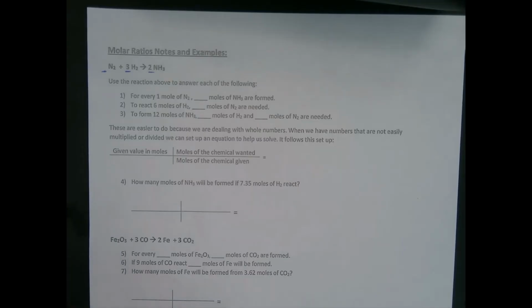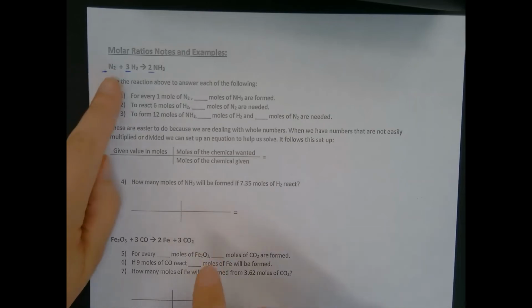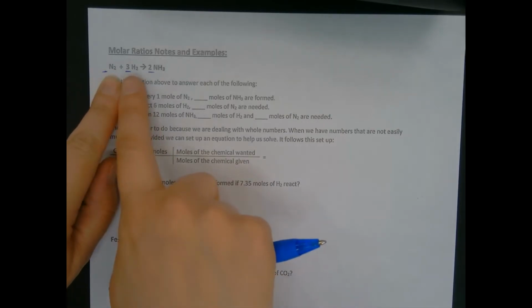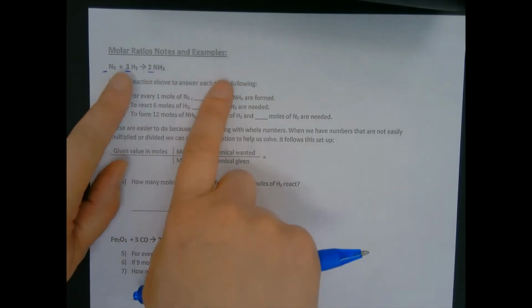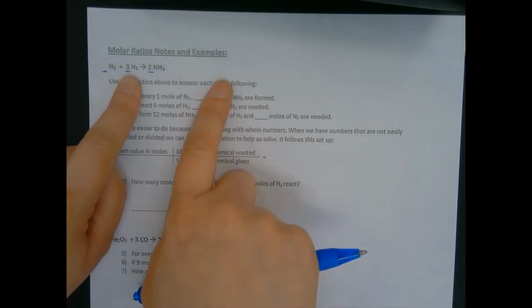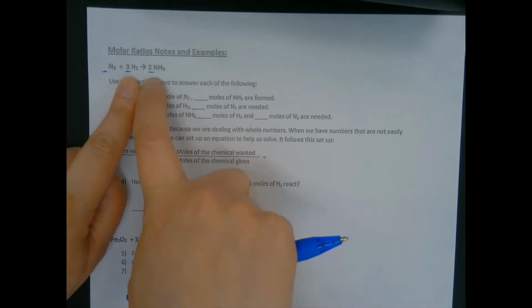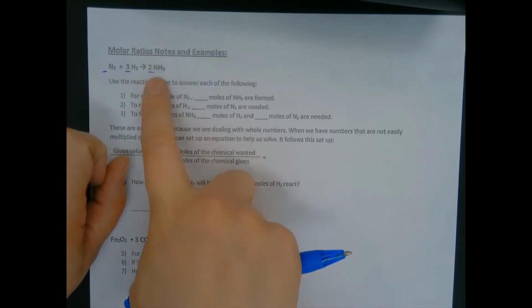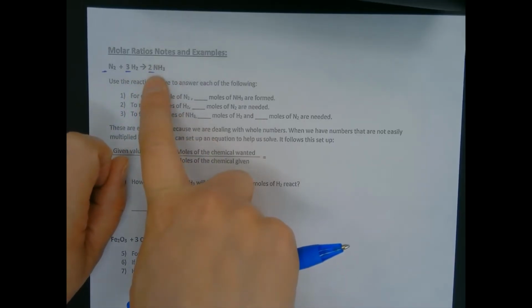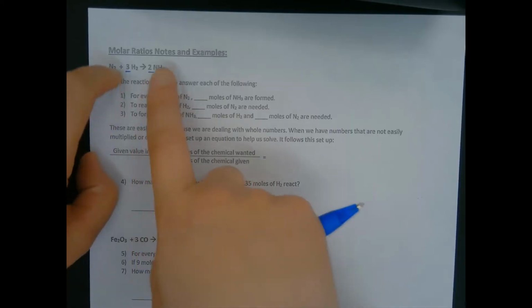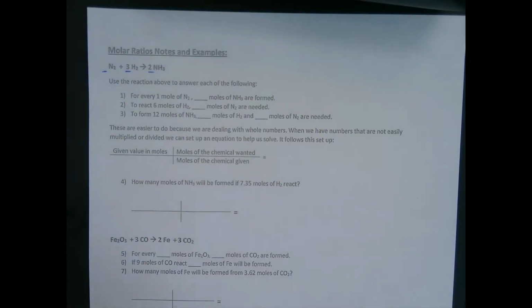I can also pull out different ratios from this. Instead of 1 to 3 to 2, I can say 1 mole of N2 is needed for every 3 moles of H2. I could also say 3 moles of H2 is needed to make 2 moles of NH3. Or I could say 2 moles of NH3 is produced from 1 mole of N2. You can use the coefficients to say any relationship between any of the reactants and products in the reaction, okay?